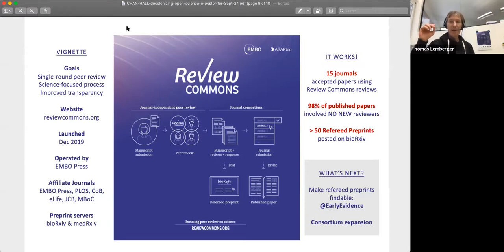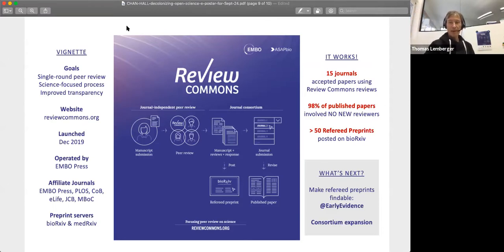We explicitly ask the reviewers to write journal agnostic reports and to focus really on the science, its validity, its significance for the field. But we ask them not to comment on journal fit, so really to dissociate these things. And once the reports are back, referees can comment on each other's reports, which are then sent back to the authors. And Review Commons does not make any post-review decisions, so it's not a journal, it's really a pure peer review platform.